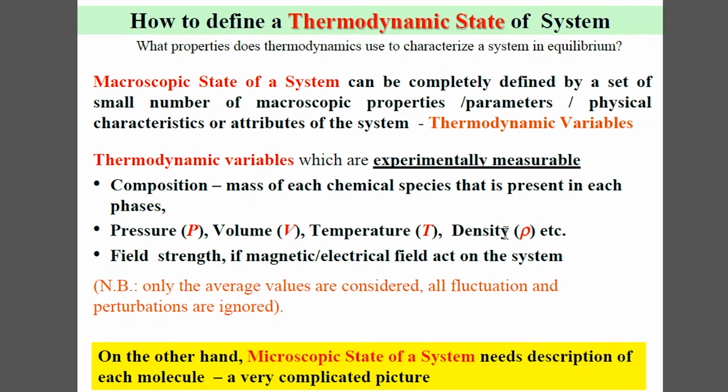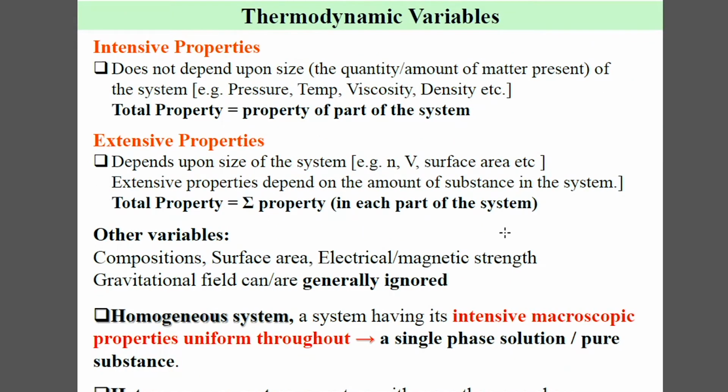And what are these parameters going to depend on? These parameters are properties or parameters, whichever you can say. They can be of two types: intensive and extensive. Intensive thermodynamic properties do not depend on the size, quantity, or amount of matter present in the system, like pressure, temperature, viscosity, density.